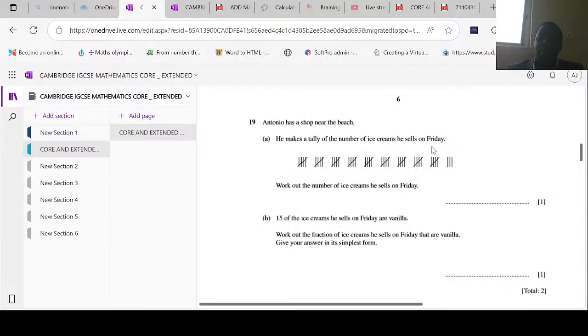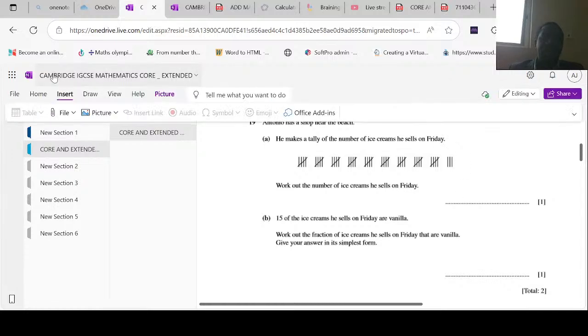So we can actually use the tally. Here we have 1, 2, 3, 4, 5, 6, 7, 8, 9. And you know each of them is 5, right? So 9 times 5 is 45. 45 plus 3, that's 48. So the answer to this is 48. I'm just going to pick a pen and write it there. So 48 is the total number.